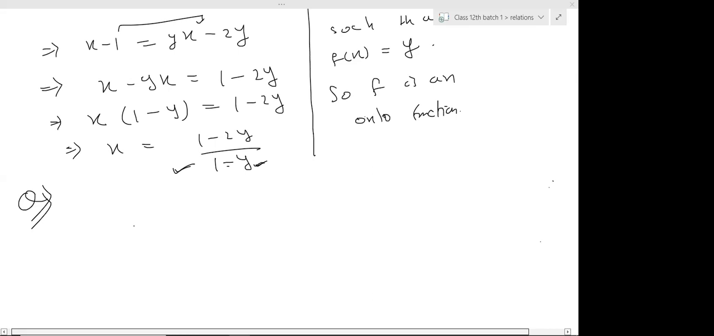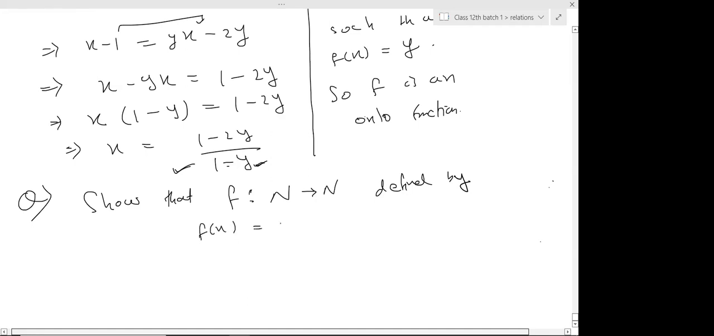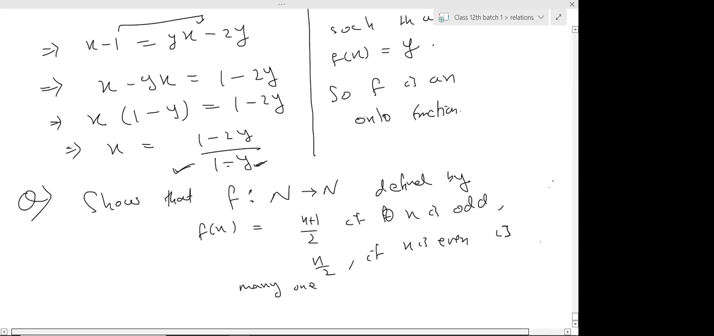Show that f from N to N defined by f of n equals n plus 1 by 2 if n is odd, and n by 2 if n is even, is a many-one onto function. All right, try to solve this question and give me 2 minutes. Let me talk to the team.